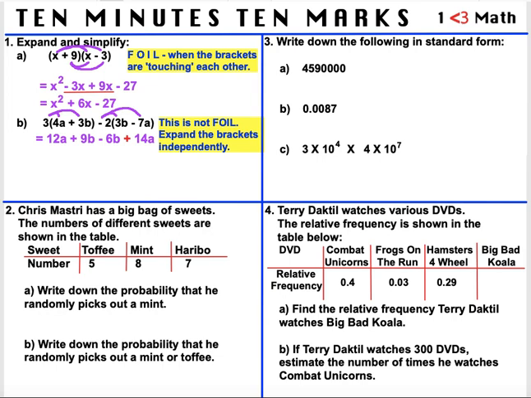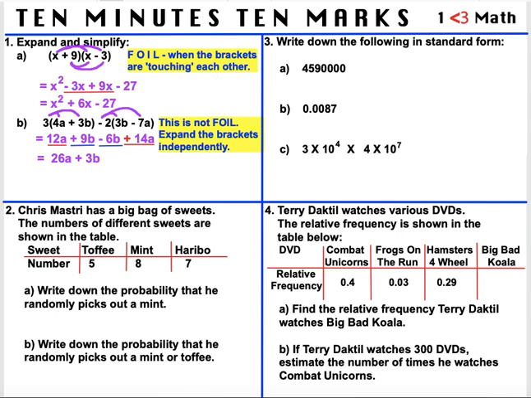Then we need to simplify, so we collect the like terms. 12a plus 14a gives us 26a. Positive 9b take away 6b. We're going to have plus 3b. And that's our solution. We can't simplify that any further, so they would be the marks for questions A and B from part 1.